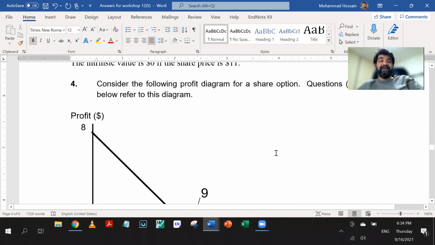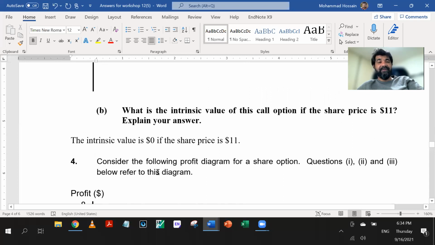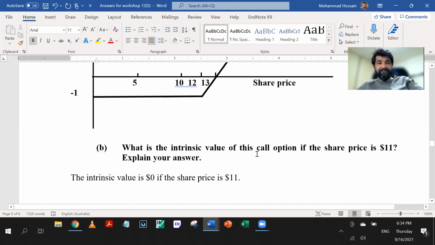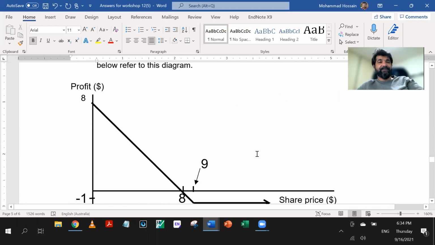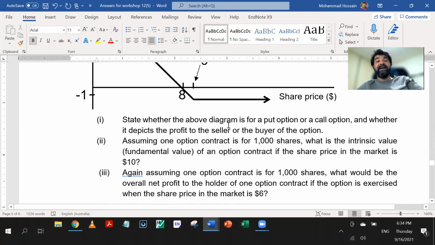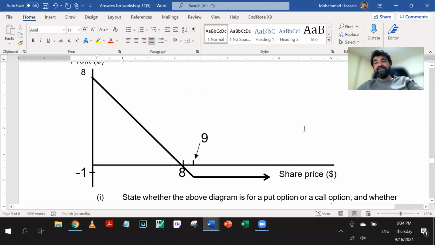Consider the following profit diagram for the share option. Questions 1, 2, and 3 below refer to this diagram. We'll take it to the next page. All right. $9 is the strike price. State whether the above diagram is for a put option or a call option, or whether it depicts the profit to the seller or the buyer for this option. From this diagram, you have to say whether it is a call option or put option. Which one is this?